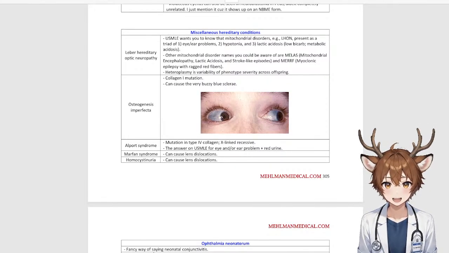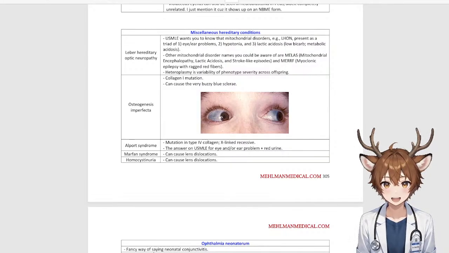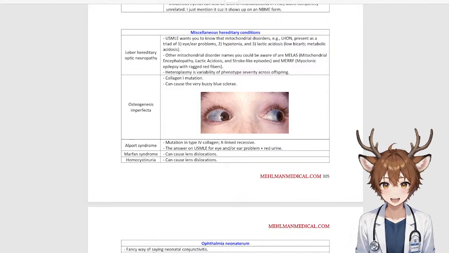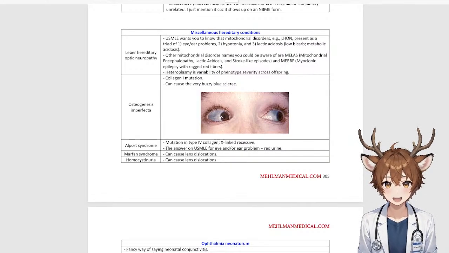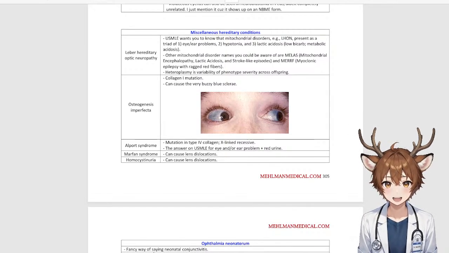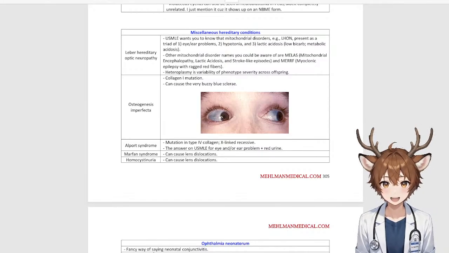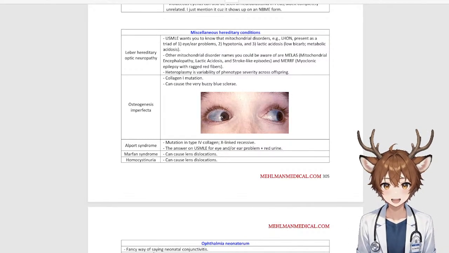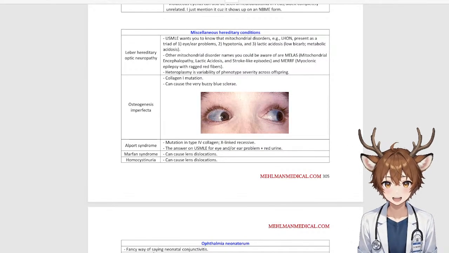Other mitochondrial disorders names you could be aware of are MELAS, mitochondrial encephalopathy, lactic acidosis, and stroke-like episodes, and MERRF, myoclonic epilepsy with ragged red fibers. Heteroplasmy is variability of phenotype severity across offspring.